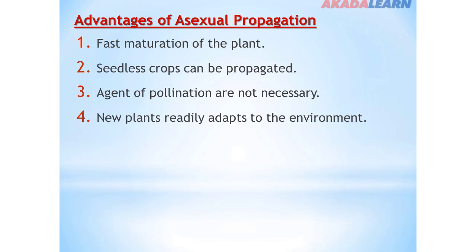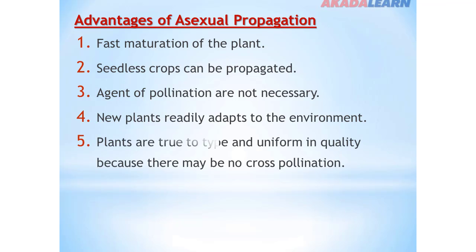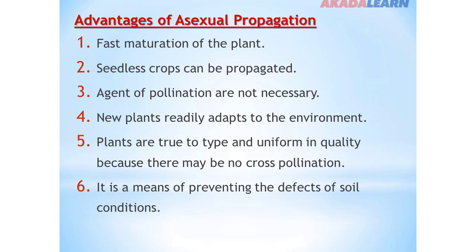New plants readily adapt to the environment. Plants are true to type and uniform in quality because there is no cross-pollination. We can't have a different variety from the parent plant. It is a means of preventing defects or poor soil conditions.